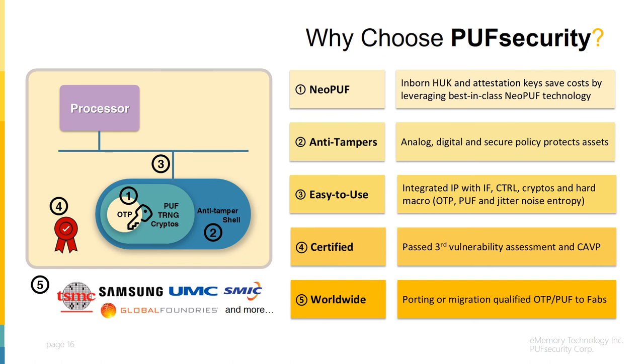Fourth, the PUF security solutions have obtained third-party certification from Resecure and NIST CAVP, which means that IP security and correctness are guaranteed. Finally, all the eMemory and PUFsecurity solutions can be used in almost all foundries and processes. That means using PUFsecurity solutions will make it easy to fulfill your customers' plan for technology migration and cross-foundry porting.